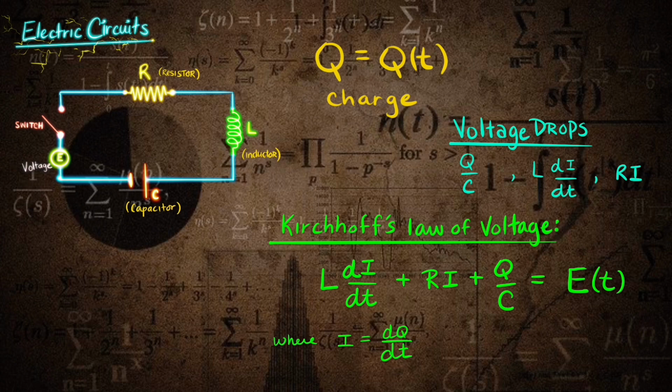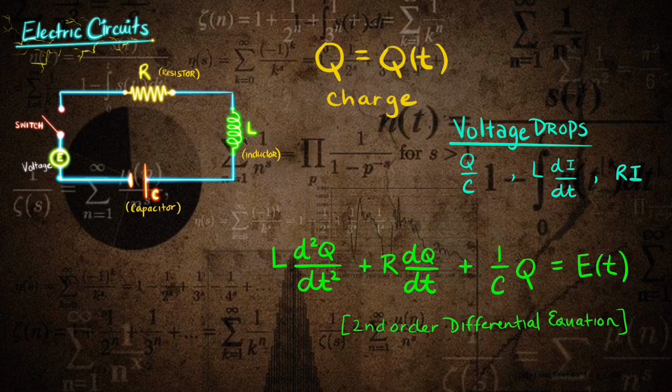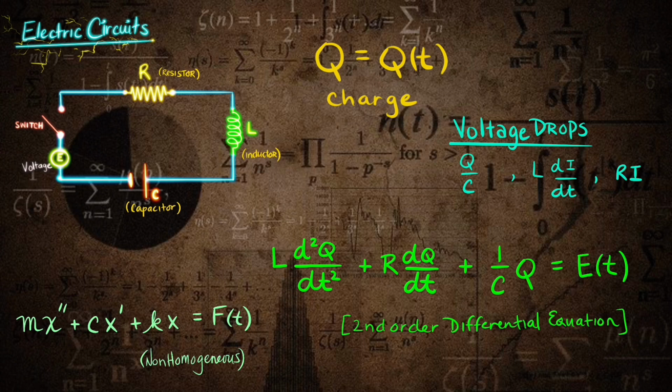But because I, the current in this particular circuit, is the rate of change of the charge, we can rewrite this as a second-order differential equation, relating the electromotive force, E, to the circuit here. And you can see the parallel to the non-homogeneous equation we had for the spring.